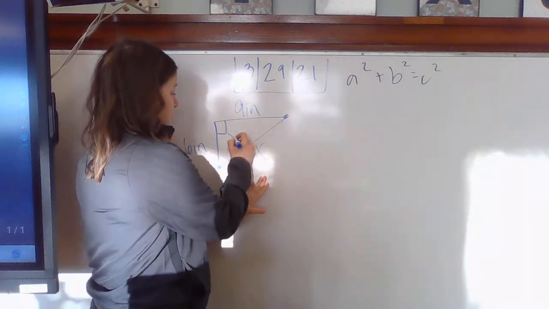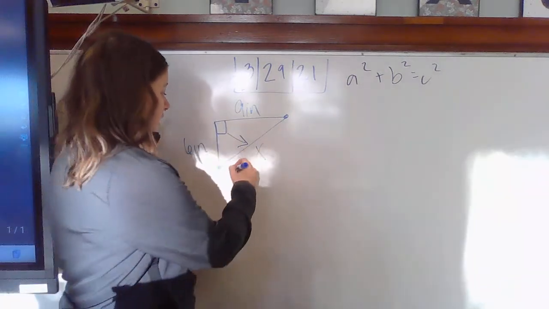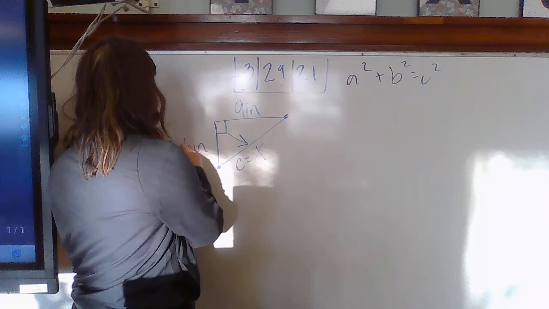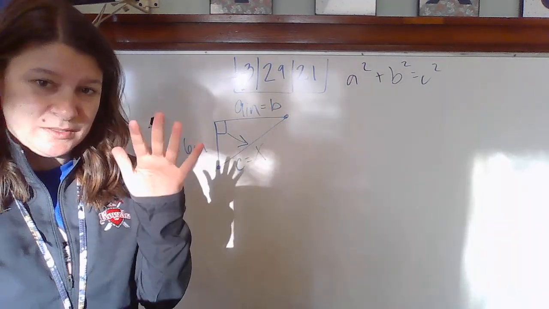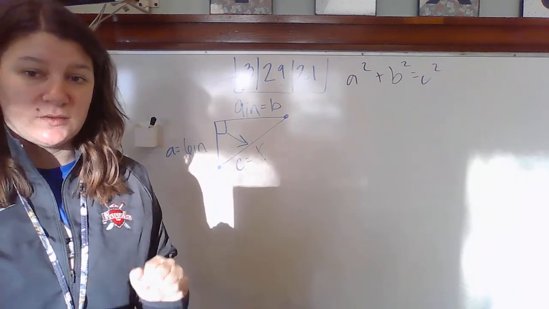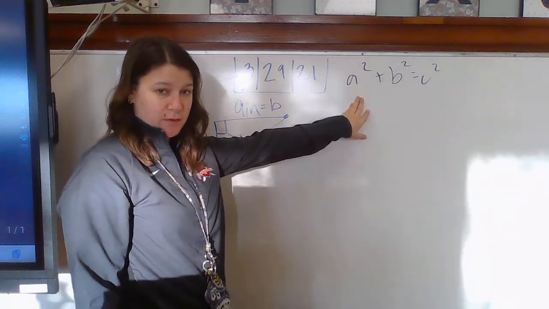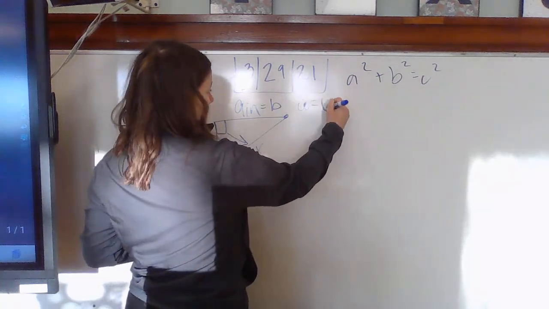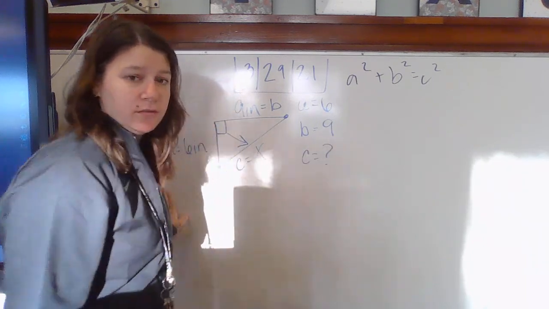Because the one I'm looking for is across from the right angle, I know that this distance is C. I'm going to say the smallest one is A and the middle one is B. But don't get too caught up on that because with A and B, it doesn't matter how you identify them. As long as you identify them as A or B, you'll still get the right answer. So we know that A squared plus B squared equals C squared. We just said A is 6, B is 9, C we don't know.